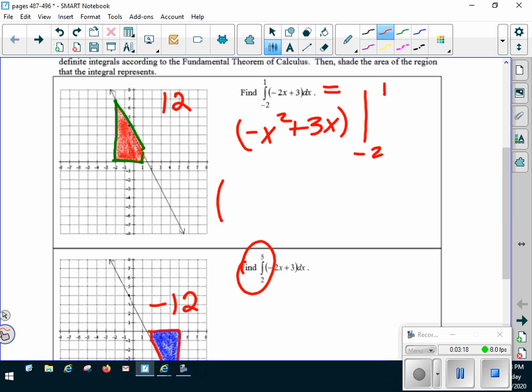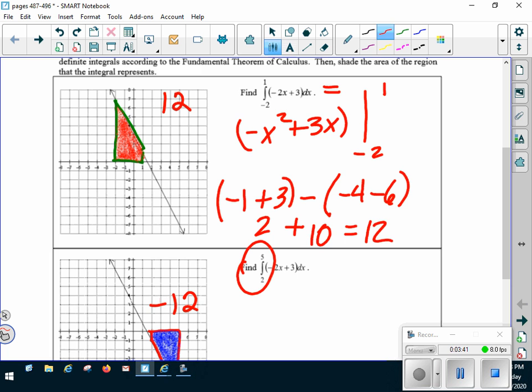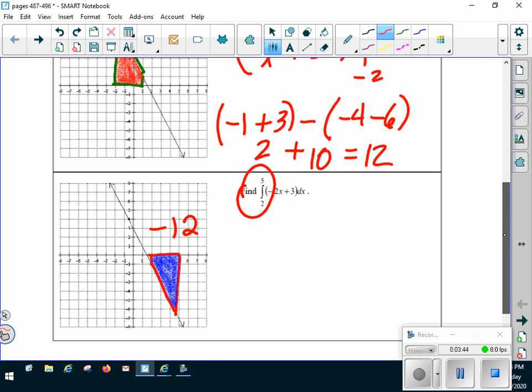1 squared is 1, opposite of that is negative 1, plus 3, minus negative 2 squared is 4, opposite of 4 is negative 4, minus 6, that's 2 minus negative 10. Whoa. Okay, now. And that is 12.